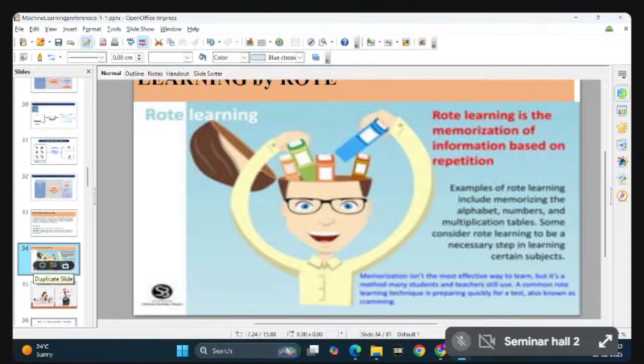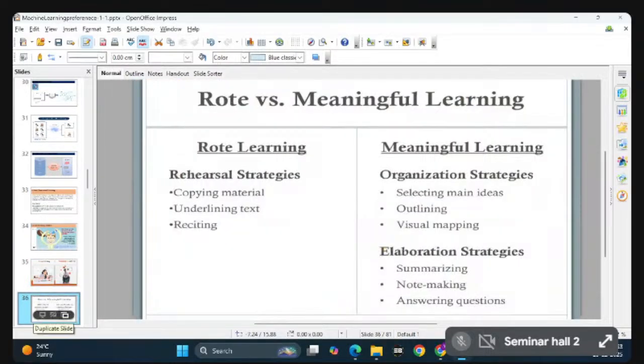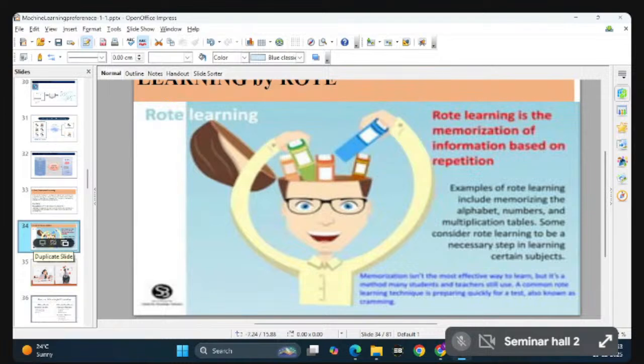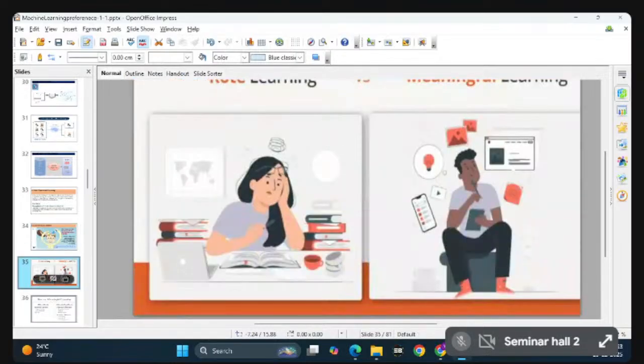So learning by rote is predicting the answers based on the previous knowledge, remembering the answers. Nothing but remembering the answers is called rote learning. Write down the definition for rote learning. Rote learning is the memorization of information based on repetition.